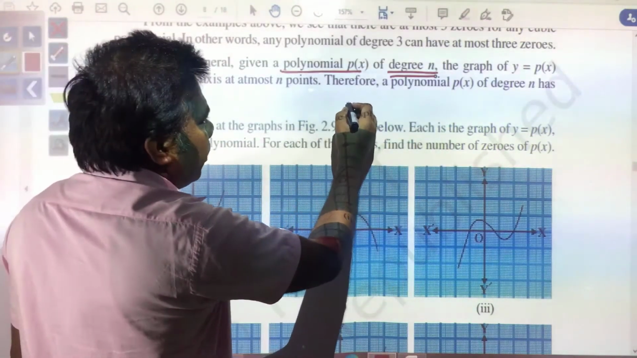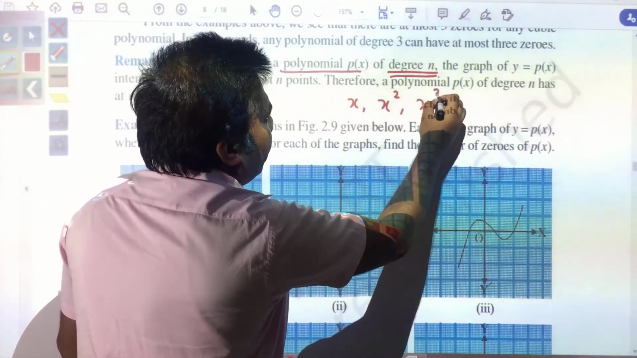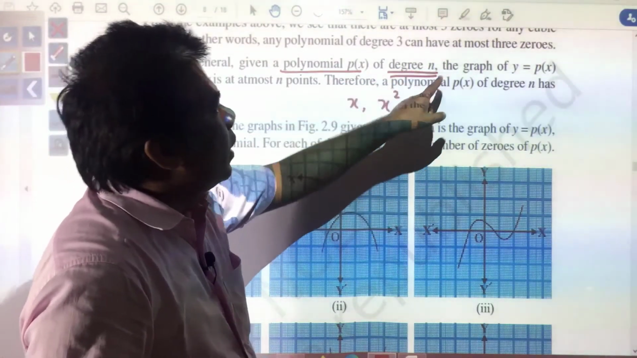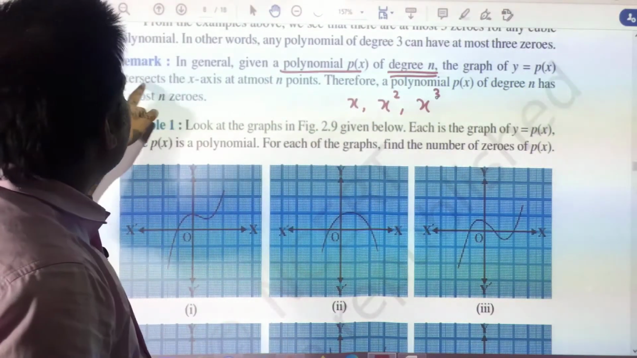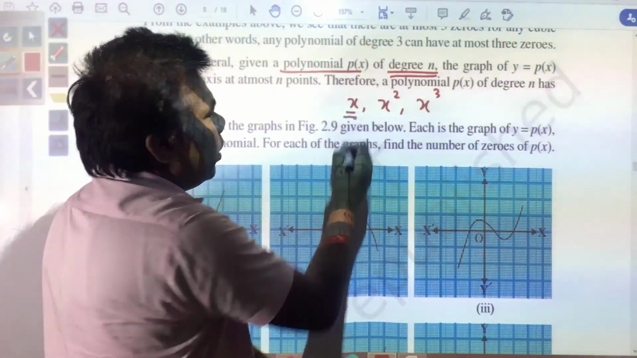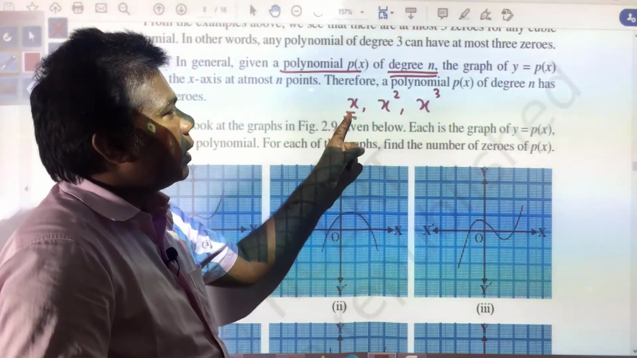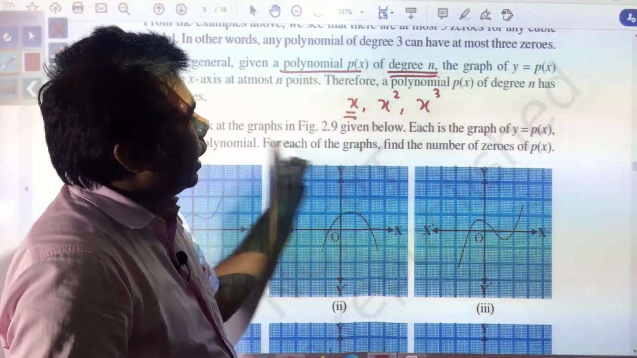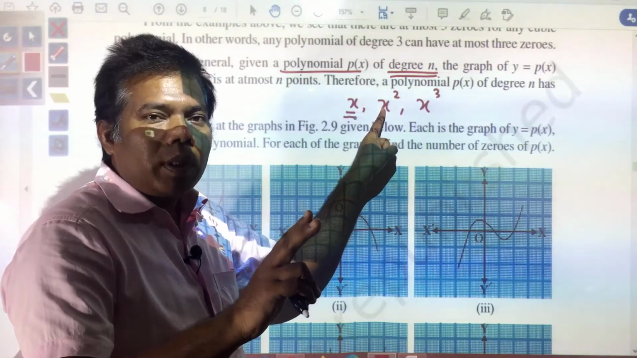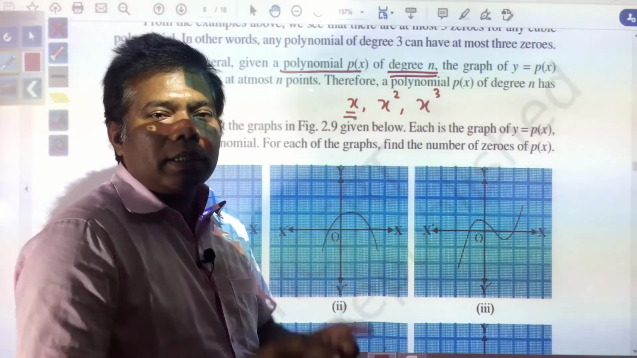Degree n means you may have a linear polynomial, a quadratic polynomial, or a cubic polynomial. So, if the degree is n, the graph of y equals p(x) intersects the x axis at most n points. If you have a linear polynomial, at maximum 1 point it will intersect the x axis. If you have a quadratic polynomial, maximum 2 points, and for a cubic polynomial, maximum 3 points, it will intersect your x axis.